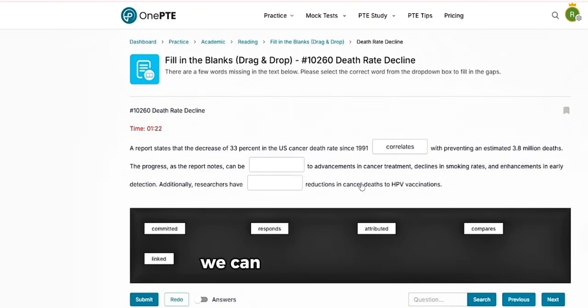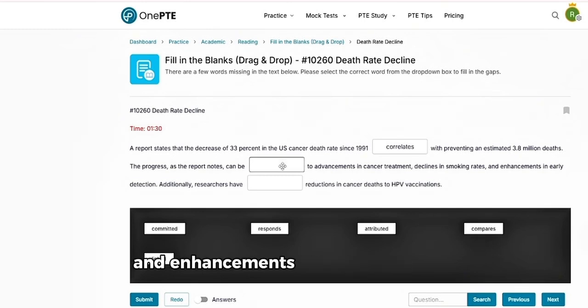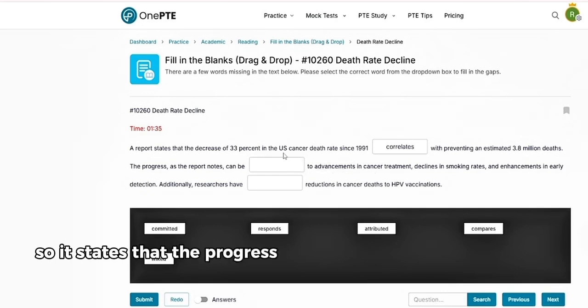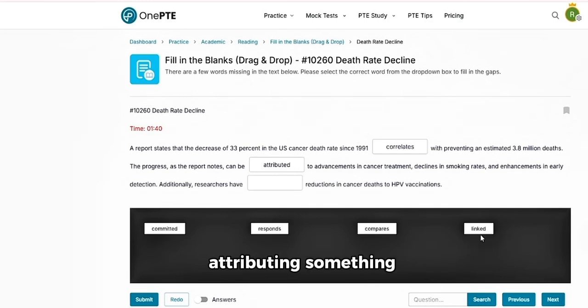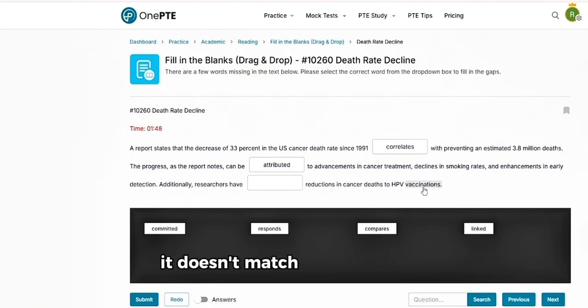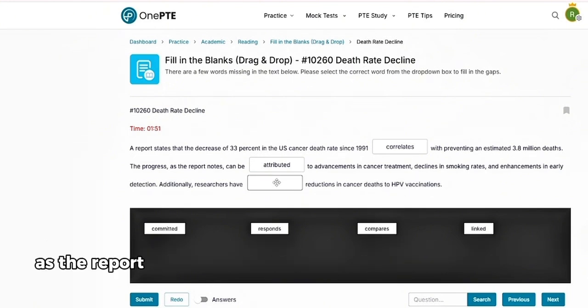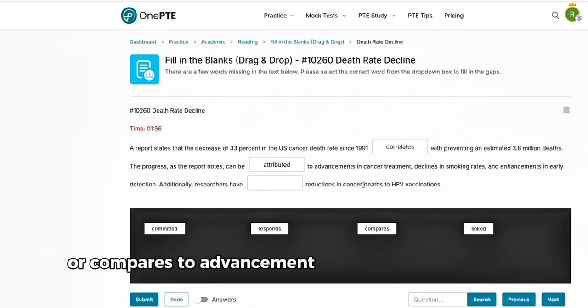In the next line, we can see the progress as the report notes can be dash to advancements in cancer treatment, declines in smoking rates, and enhancements in early detection. So it states that the progress can be more in advanced level by, yes, attributing something. It doesn't look good with committed, response, compares, or linked. It doesn't match. Like the progress can be response to advancements in cancer, or compares to advancement in cancer treatment, or linked to cancer treatments.